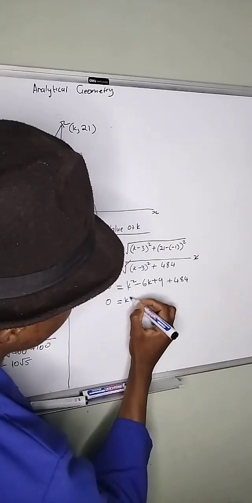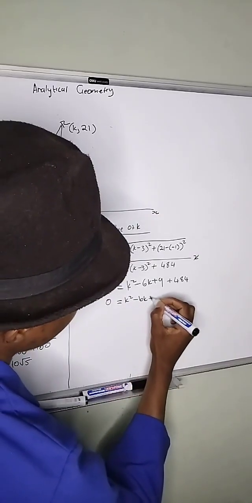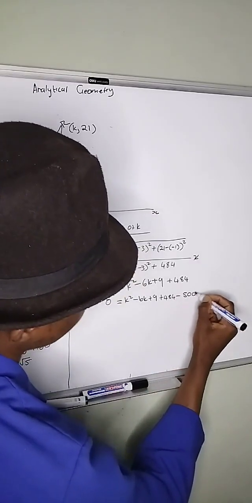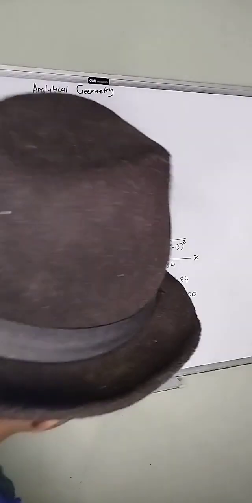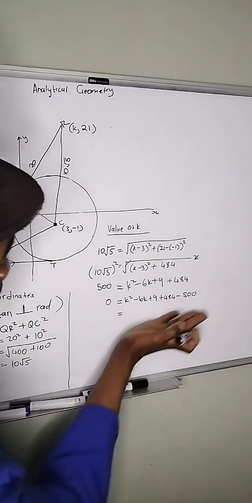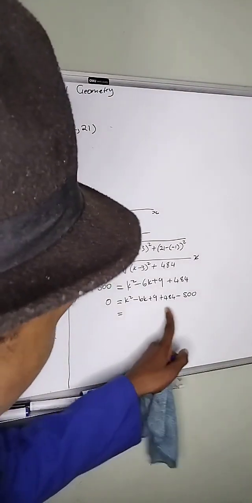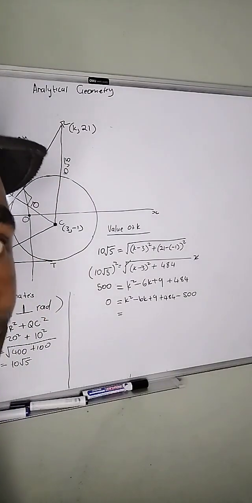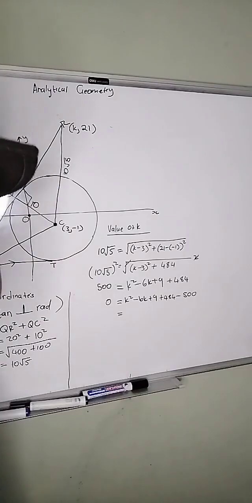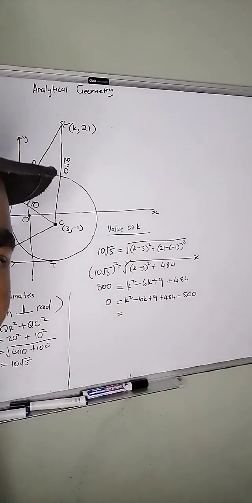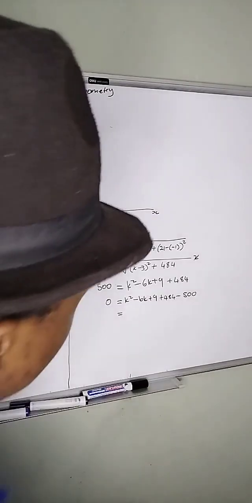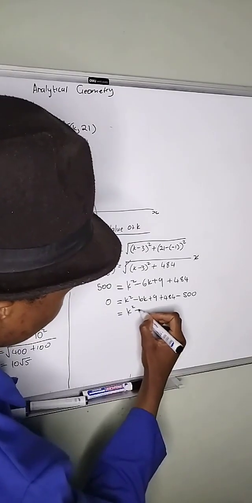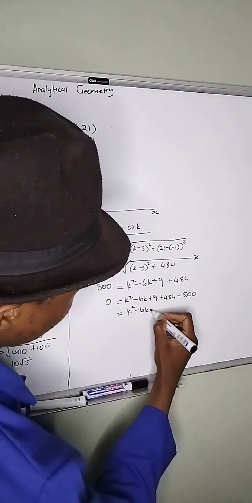Going to have 0 equals k squared minus 6k plus 9 plus 484 minus 500. Then what? Can I get a value here? 9 plus 484 and negative 500. It's going to be negative 7. Alright. k squared minus 6k is going to be minus 7.